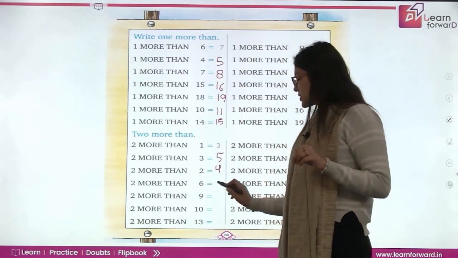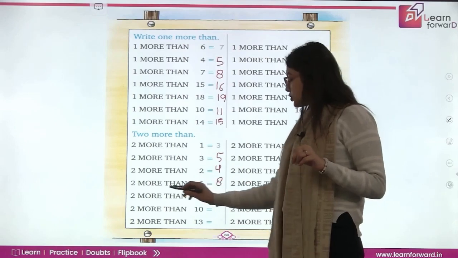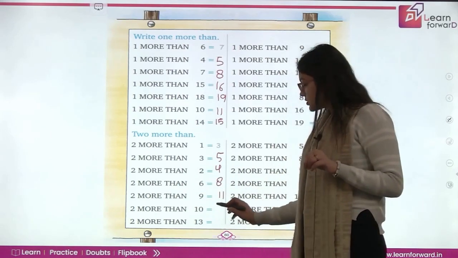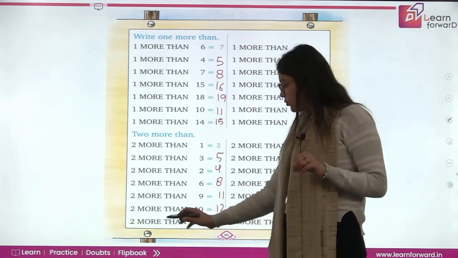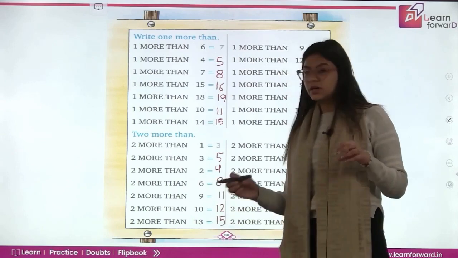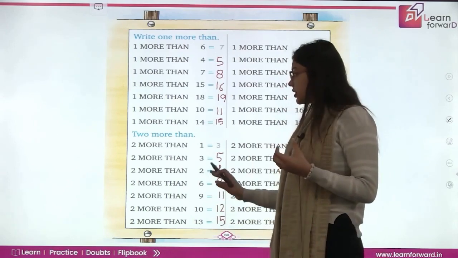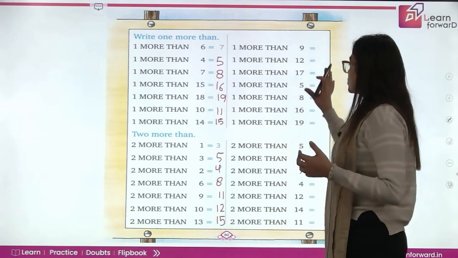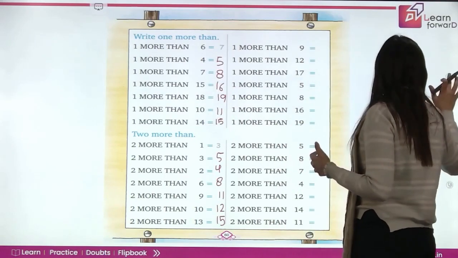2 more than 6 is 8. 2 more than 9 is 11. 2 more than 10 is 12. 2 more than 13 is 15. So हमने इसमें कुछ नहीं करा, हमने सिर्फ 2 नंबर्स ऐड करे हैं. यहाँ पे 2 मोर देन था एंड यहाँ पे 1 नंबर ऐड करा है. नाउ यू कैन डू दिस बाय योरसेल्फ.